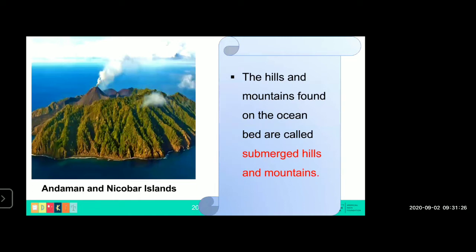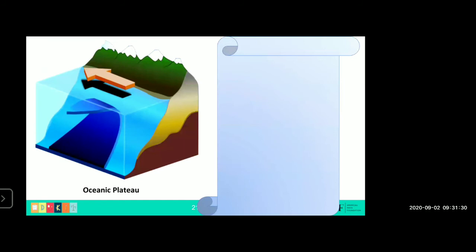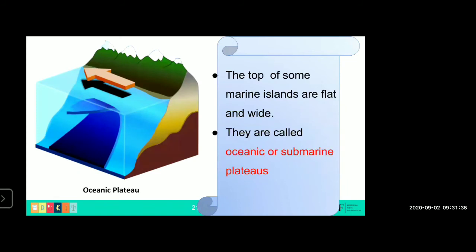The top of some islands are flat and wide. Such islands are called oceanic or submarine plateaus. Here you can see in this picture the flat portion. The top of some marine islands are flat and wide and they are called oceanic or submarine plateaus.